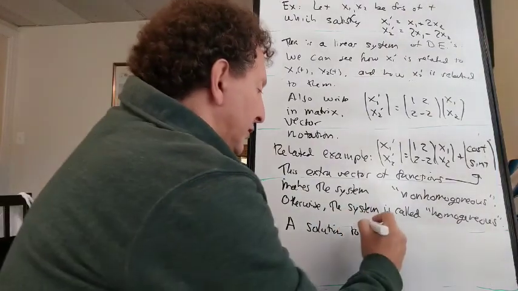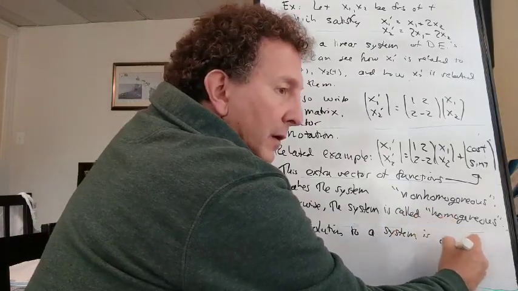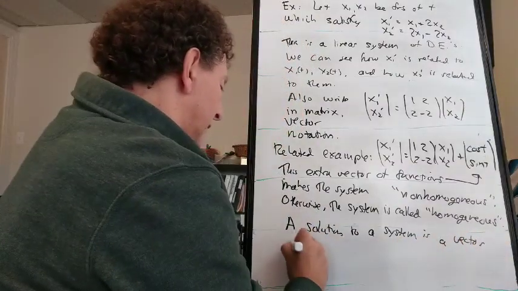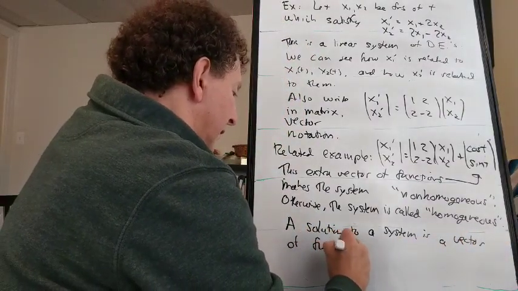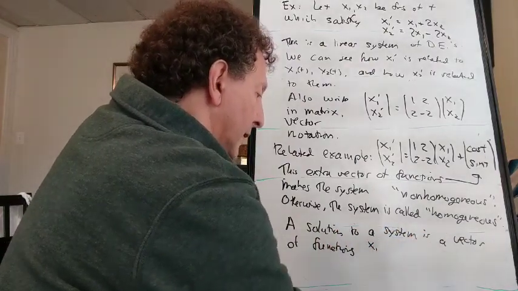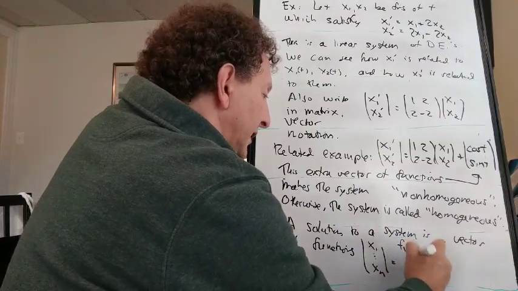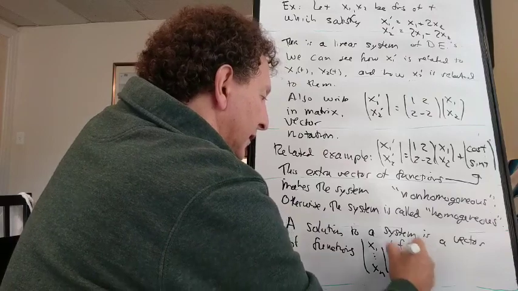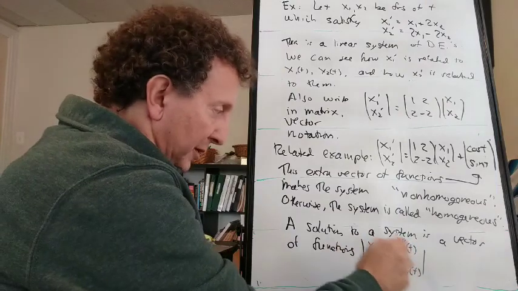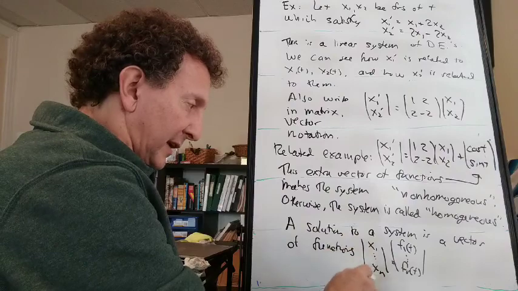The solution to a system is a vector of functions, something like x1 through xn equals f1 of t through fn of t. So one formula for each function: x1 equals f1 of t, x2 equals f2 of t, etc., down to xn equals fn of t.